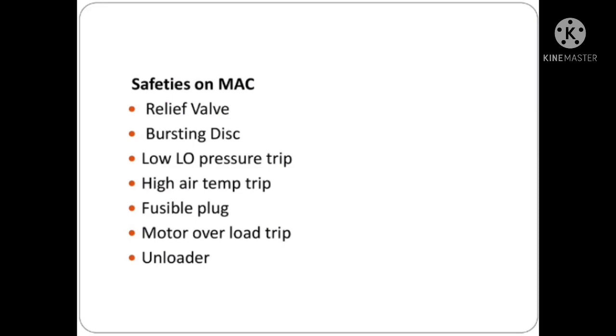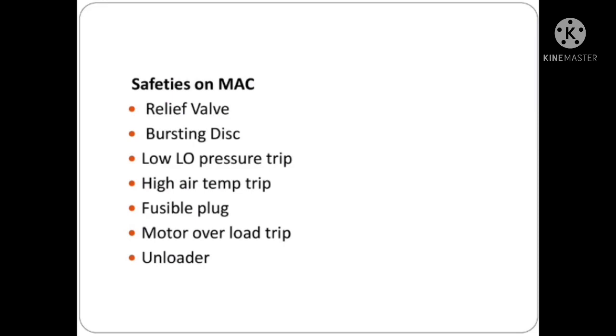Third is the low lube oil pressure trip. If something goes wrong with the lube oil system, that is the lube oil pump, this will trip the compressor and won't allow the compressor to run dry, thereby safeguarding the bearings of the main air compressor.